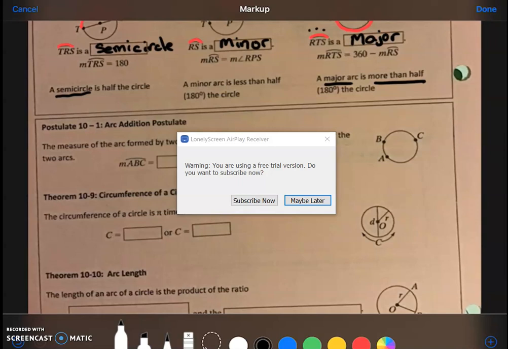10-1 here, this is kind of just common sense. This is arc addition. Basically, we're just going to add two arcs. We're going to add the green arc plus the red arc equals the entire arc from here to here. It's just common sense. Arc ABC is arc AB plus arc BC.